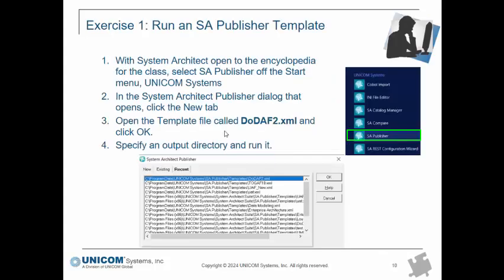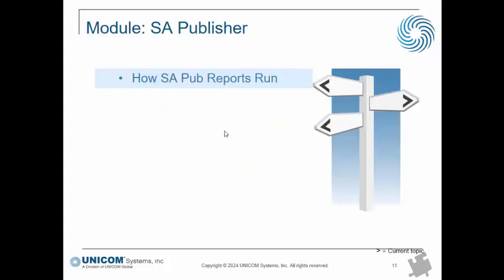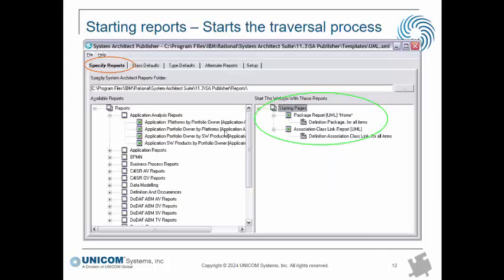So we have some exercises in this PowerPoint, but we're not going to do them here. We're going to run a little demo in a minute here as I go through these. After I go through these slides, let's take a look at the tabs here of SA Publisher. So the first tab, Specify Reports, is where you specify your starting reports, the reports that are going to run one after another here to generate the website.